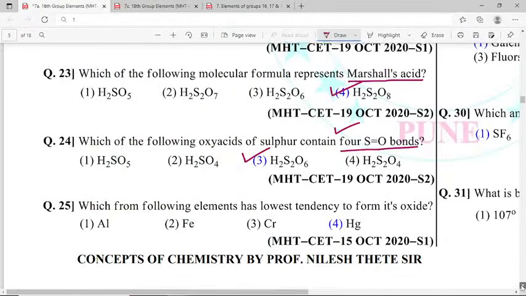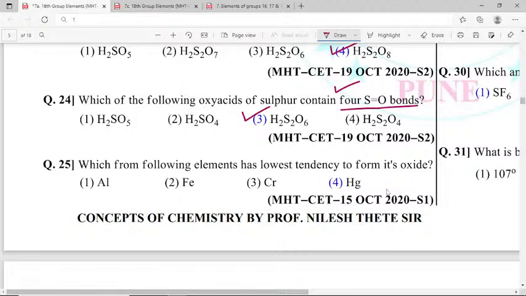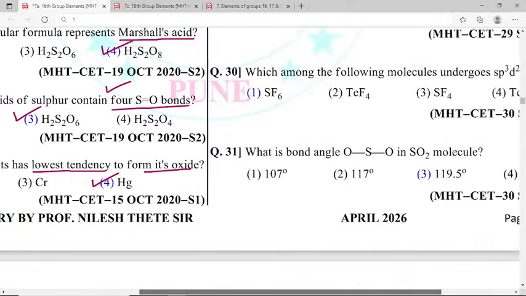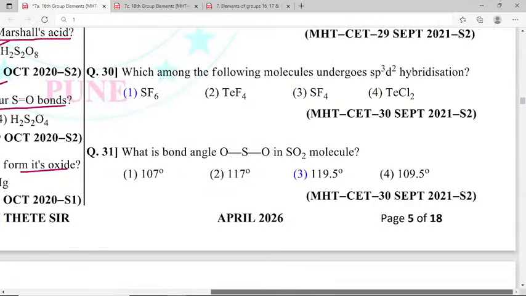Next question. Which of the following elements has the lowest tendency to form its oxide? Mercury. Mercury does not form oxides because all shells are completed, with a completely filled outermost orbital.